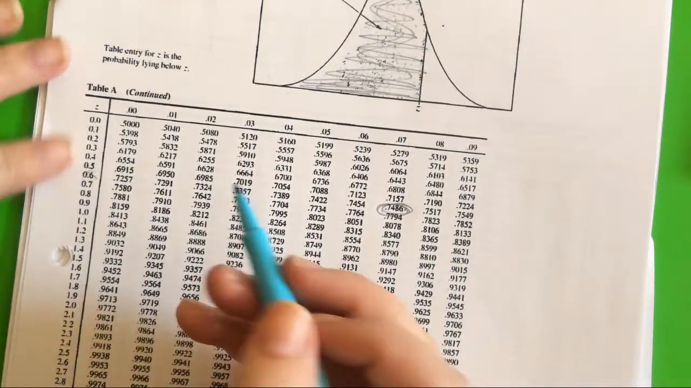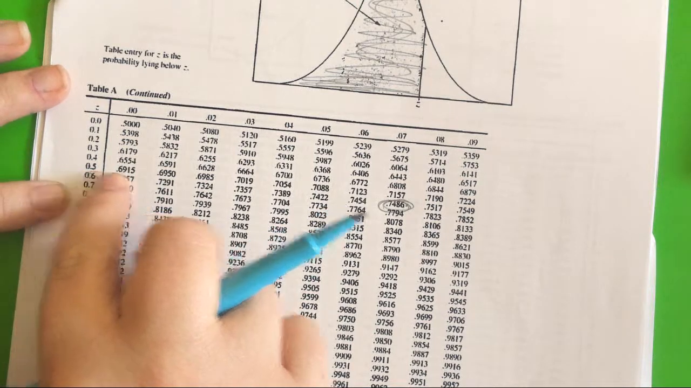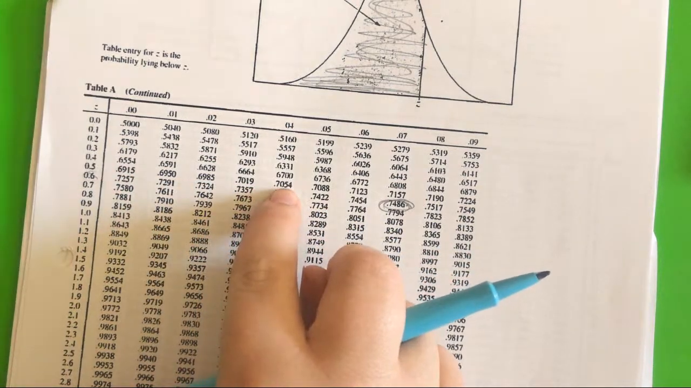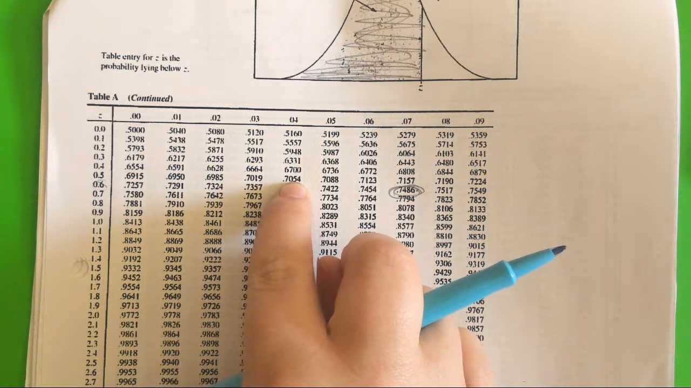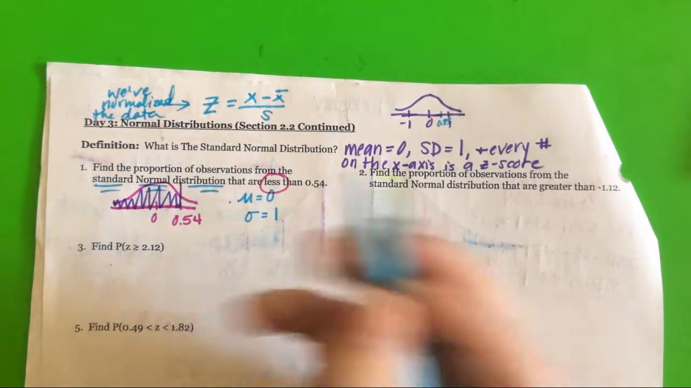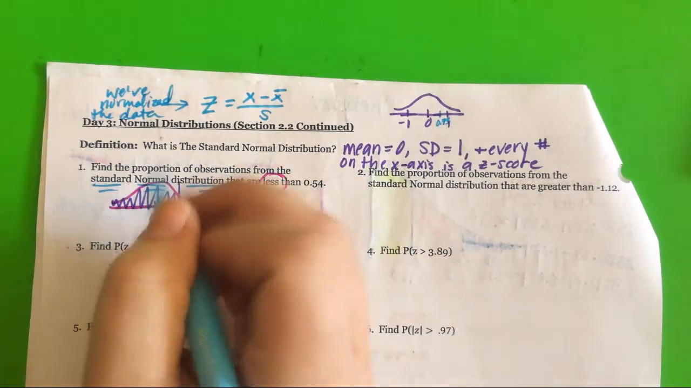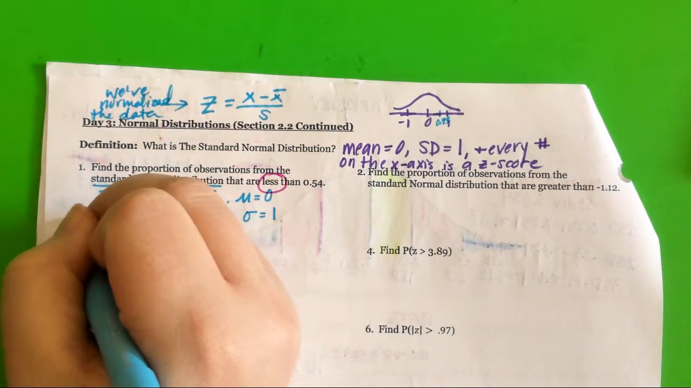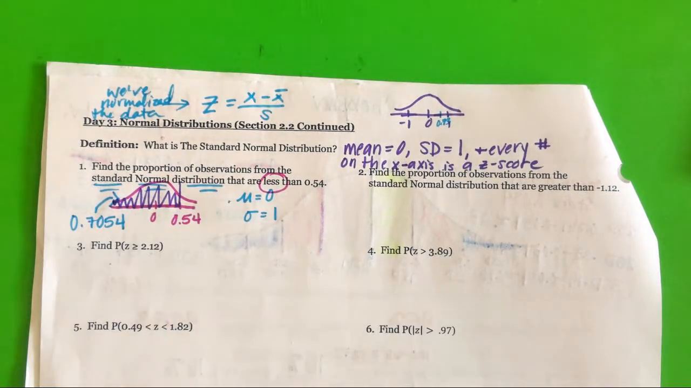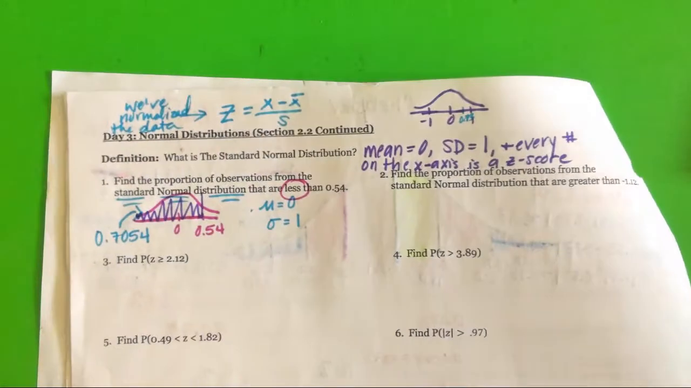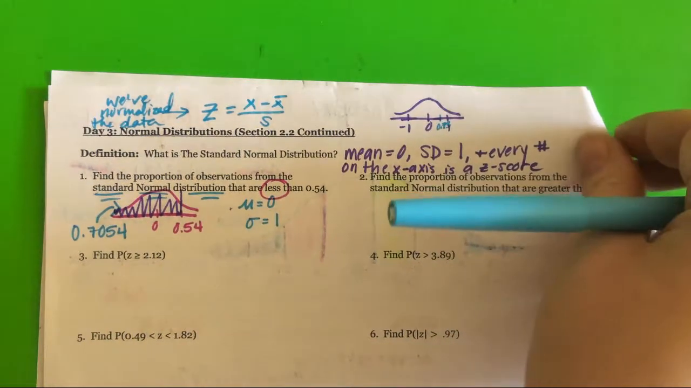I need to erase what I did yesterday. 0.54. And I see the number 0.7054. So that is my answer. So the proportion of observations that were less than 0.54 was 0.7054. That purple region that we shaded is basically about 71%.